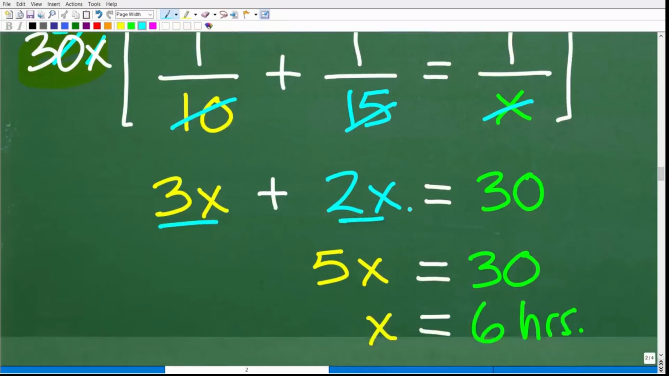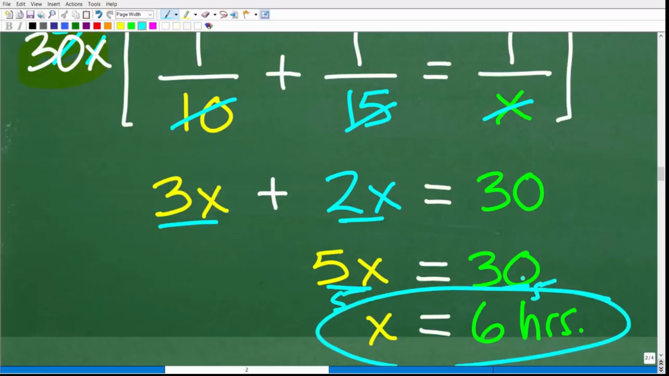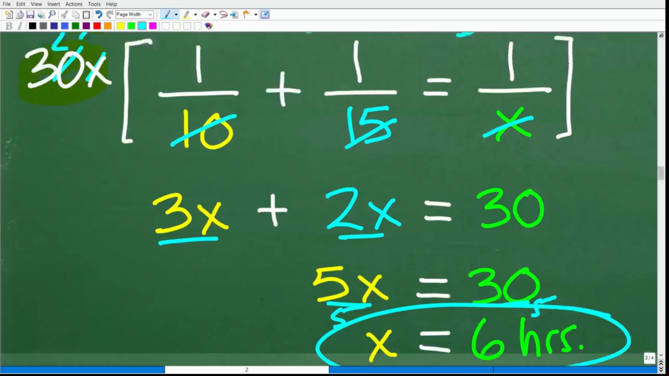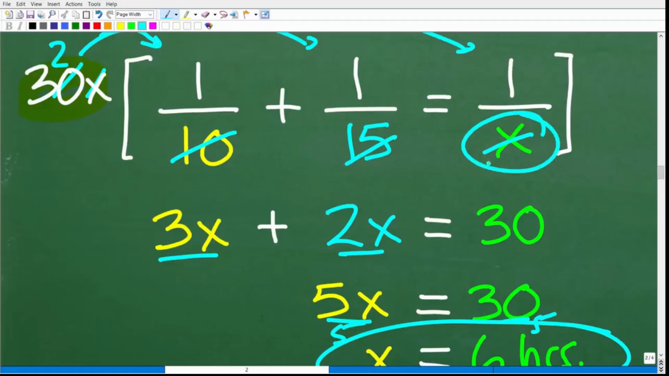All we need to do is combine like terms. 3x and 2x is 5x. 5x is equal to 30. So we divide both sides of the equation by 5. 30 divided by 5 is 6. So x equals 6 hours. That's the time together. Remember, x represents the amount of time together, and because these times are in hours, x is in hours as well.